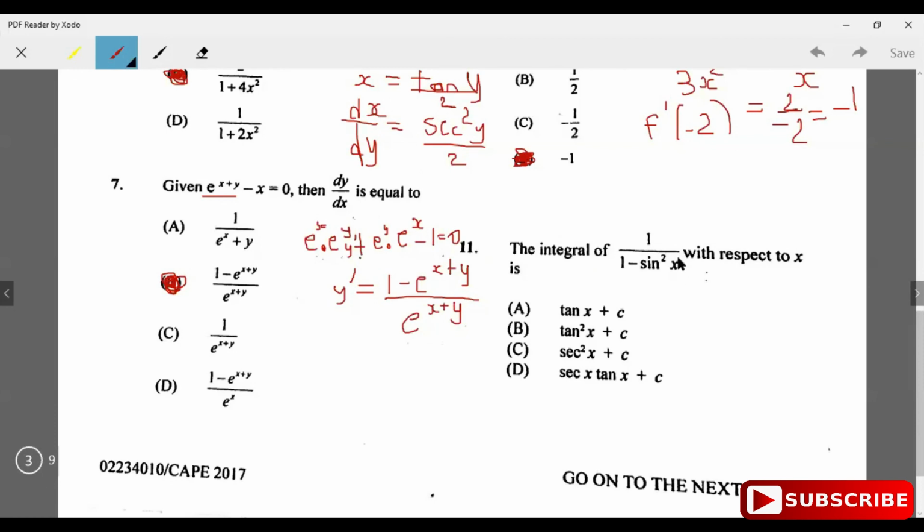This question is another big repeat question. It always seems to come. 1 minus sine squared is cos squared x, and then 1 over cos squared is secant squared x. The integral of secant squared x is tan x. Big repeat question. That's question 11.